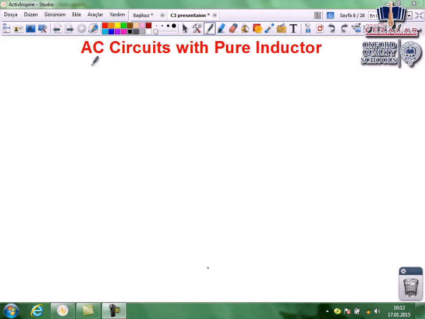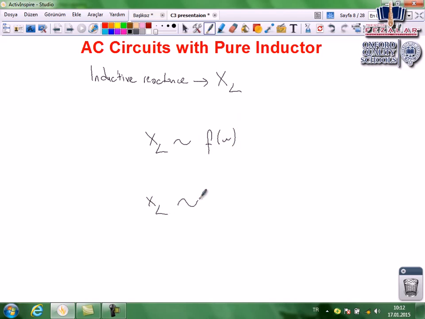Pure inductor means a coil which has no resistance. There is no resistance in the circuit, but there is another opposition to growth of current. This opposition is called inductive reactance. Inductive reactance is represented by XL, and it is directly proportional to frequency, or angular frequency, and directly proportional to the coefficient of self-induction of the coil.